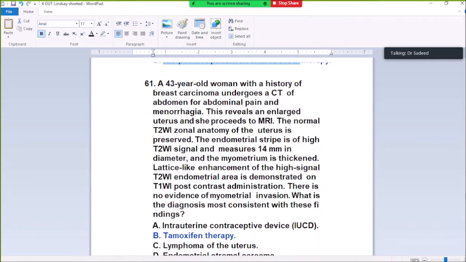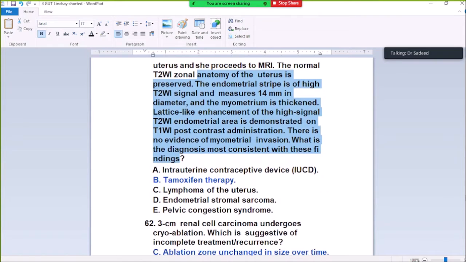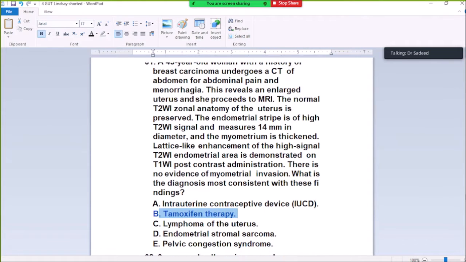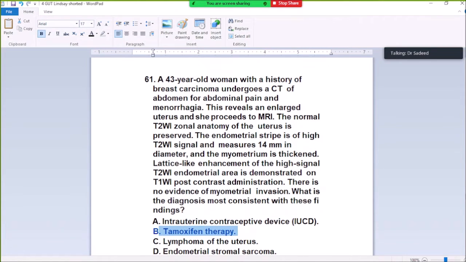Then 61. A 43-year-old woman with a history of breast carcinoma undergoes CT of the abdomen for abdominal pain and it shows an enlarged uterus, and she proceeds to MRI. The normal T2W zonal anatomy of her uterus is preserved. The endometrial stripe is of high T2 signal and measures 14 mm in diameter, and the myometrium is thickened. There is slight enhancement of the high T2W signal endometrial area on the T1W post contrast images. There is no evidence of myometrial invasion. What diagnosis is most consistent with these findings? Tamoxifen therapy. This enlarged endometrium is seen in tamoxifen therapy.